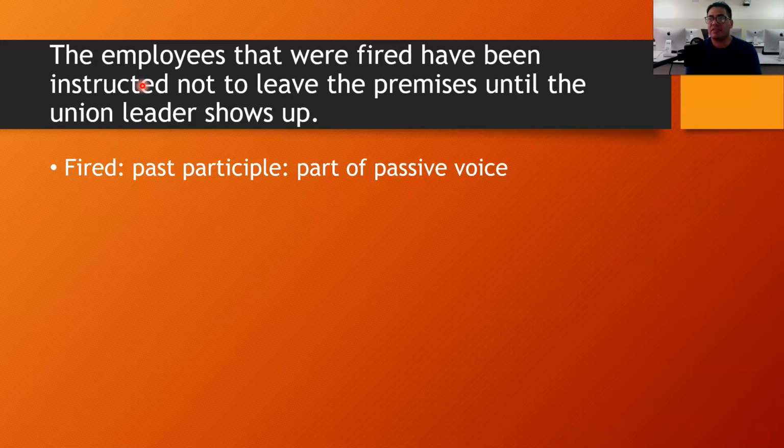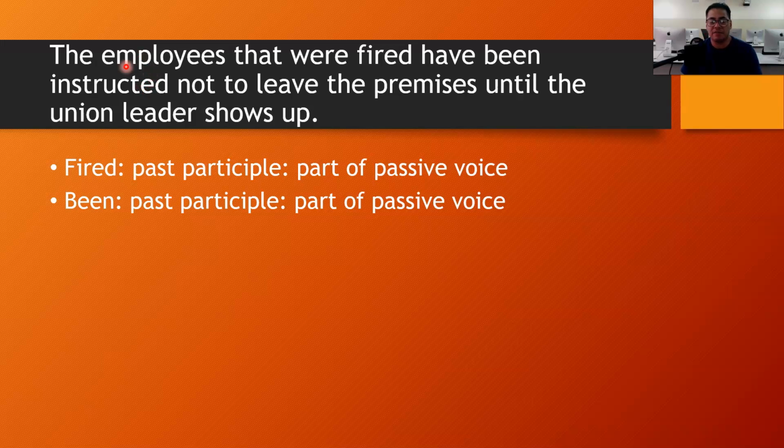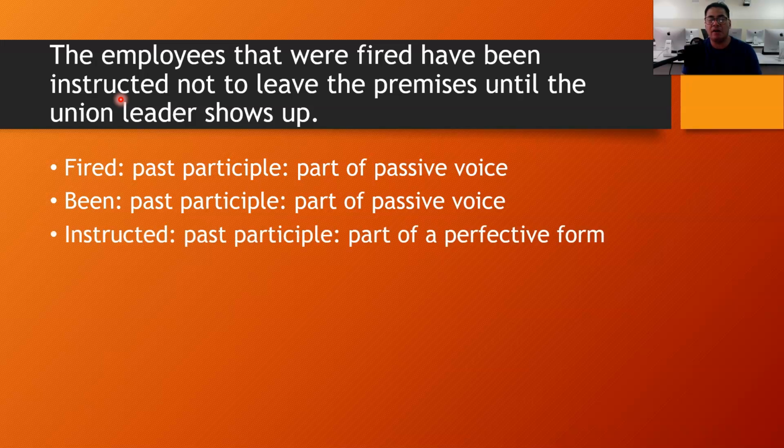Now, I don't want you to get nervous. I'm gonna show you how easy it is. I'm going to give you a shortcut when you have these passive perfective constructions. If this happens to you, if you have being and another past participle, rest assured that the first past participle, in other words, being, is always going to be part of passive voice. But I insist, this happens only if the verbal construction is passive perfective. It has to be passive perfective. And then the second past participle, in this case instructed, is going to be a past participle part of a perfective form.